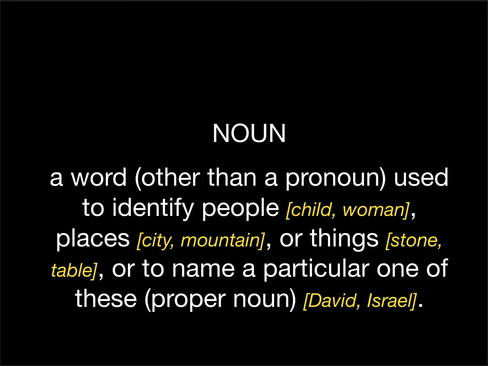All of these nouns also have a gender and number. Gender can be either masculine or feminine. For example, woman is feminine. Son would be masculine. And they also have a number, either singular or plural. Woman is singular, women would be plural.